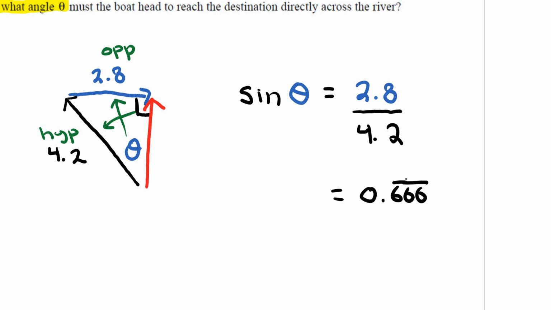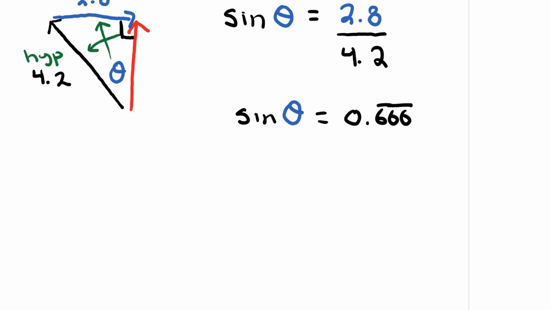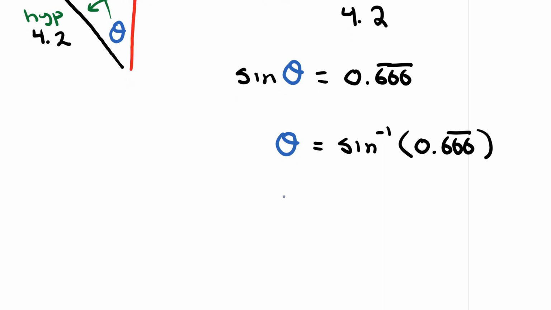0.666 repeating, and that is the sine of the angle. If we want to figure out what that angle has to be, we have to use the inverse sine. So theta would equal the inverse sine of 0.666 repeating. Put that into your calculator, and roughly you're going to get around 42 degrees if I round up. So that's how you would find your angle for this particular question. A very simple trig question to get this homework video guide started.